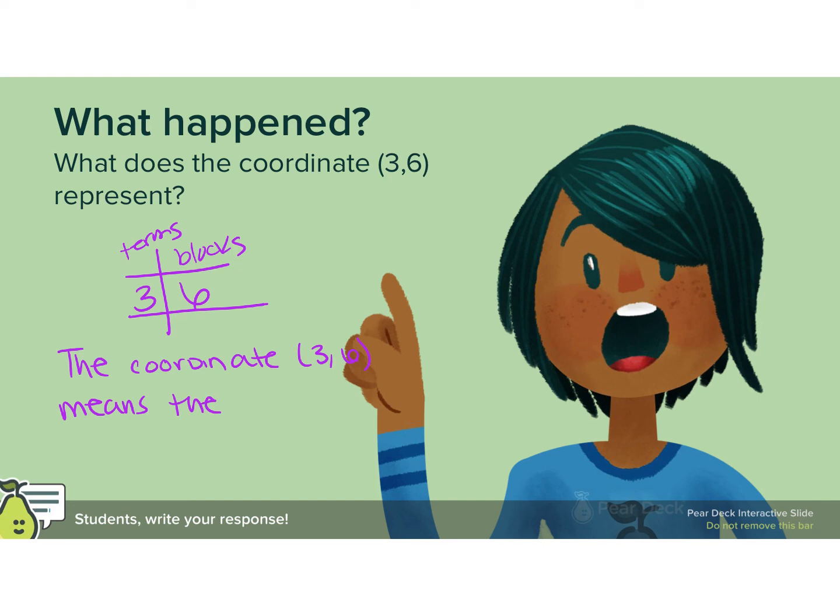what is 3? The third term. The third term has, what does 6 stand for? Blocks. So third term has 6 blocks. That's it. Not trying to trick you or do anything fancy, just exactly what do those numbers mean.